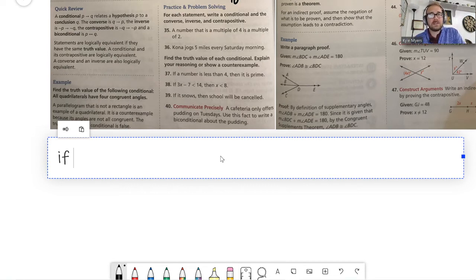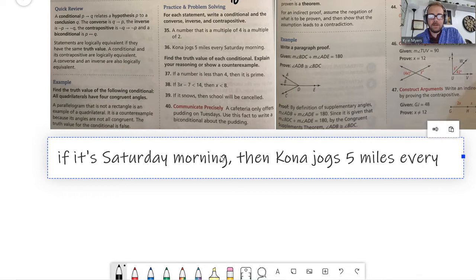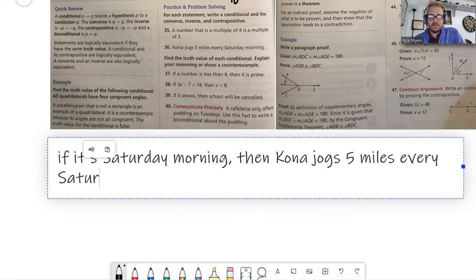I would see if your teacher's going to put this one on the test, because if so, you should probably get some more practice with this. But the condition here is that it's Saturday morning. If it's Saturday morning, in la mañana, then Kona Ice jogs, that'd be a cool name, if your last name was Ice, then Kona jogs 5 miles every Saturday. All right, so that is a thing.